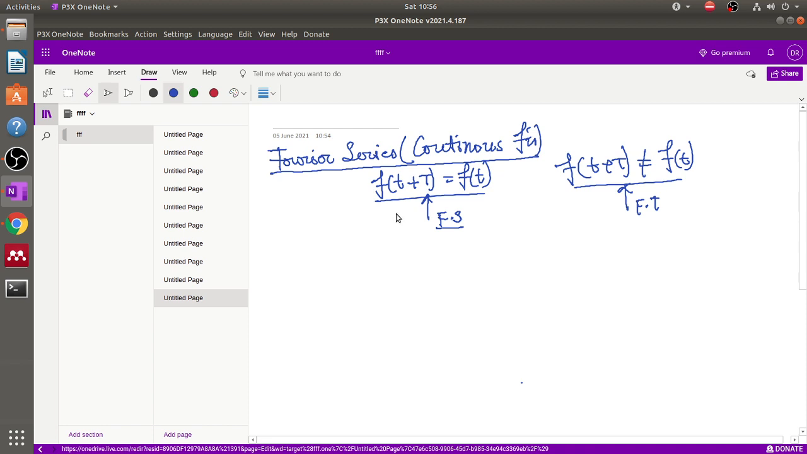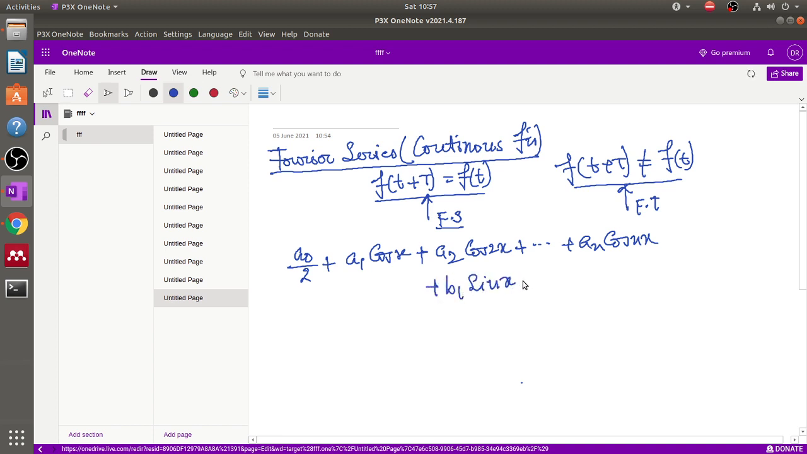Now we say that any non-sinusoidal periodic function, non-sinusoidal meaning square wave, triangular wave, sawtooth wave, impulse wave, any complex function, is expressed into a fundamental and its harmonic components, and these harmonics contain a series of sine and cosine of an angle and its multiples. The Fourier series is expressed like this: first the DC part, then the first harmonic, this is the second harmonic, and this is the nth component. This is the cos part, and for the sine part, the first harmonic, the second harmonic, like that, plus dot dot dot, bn sin nx.